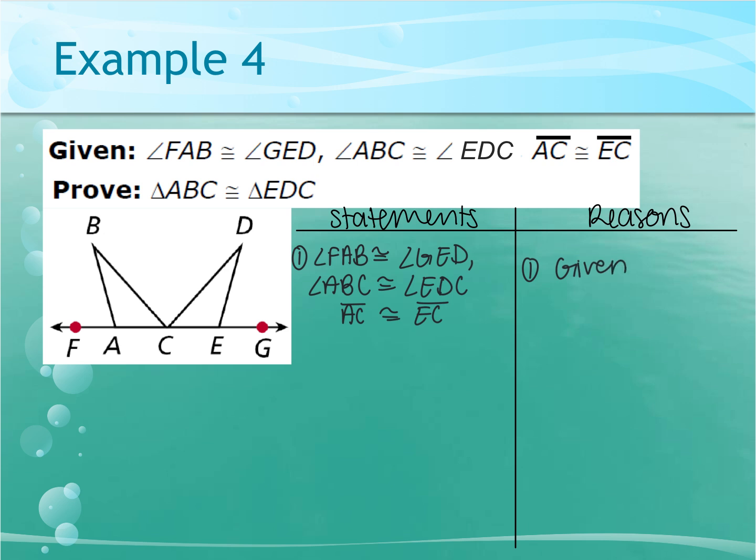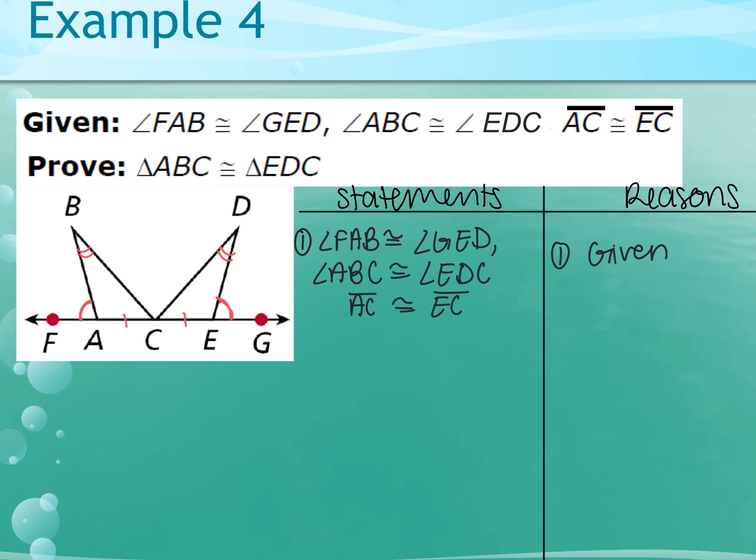Just be aware nothing is drawn on my diagram. Like I said in previous lessons, the best thing to do when they're giving you a diagram is draw the information so you can try and find out what's missing. So right now, FAB is congruent to GED, ABC is congruent to EDC, and AC is congruent to CE, or EC. So this is what I have right now.